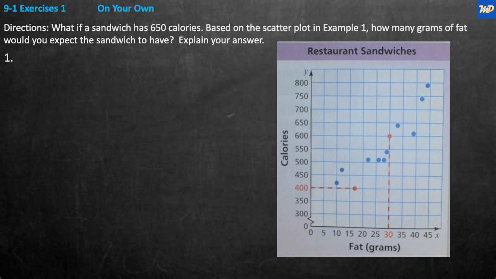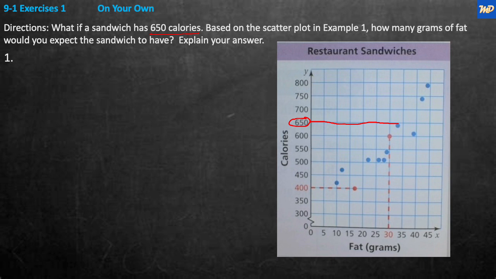Okay, I'm sure you're back now. So what do you think? It says if a sandwich has 650 calories. So let's find 650. Here it is. And we can go across on that line all day long. And we're going to get close. There's some data right there, very close.